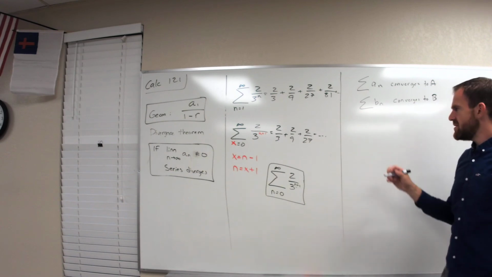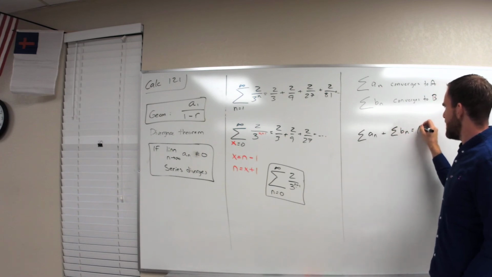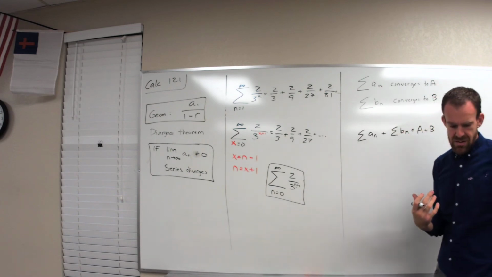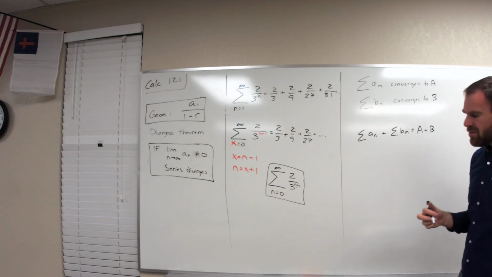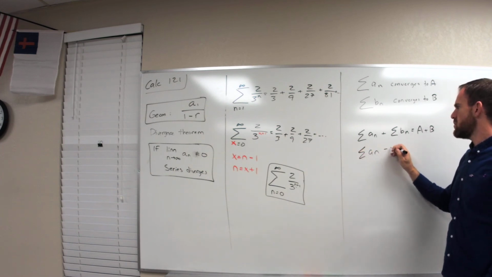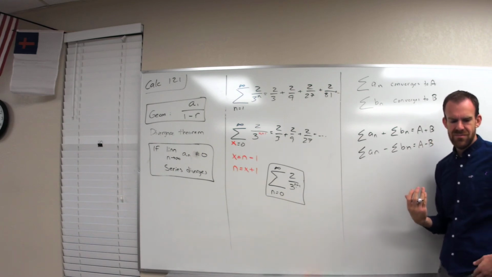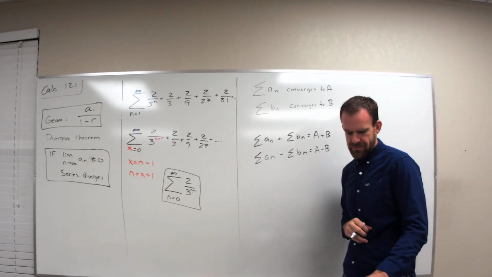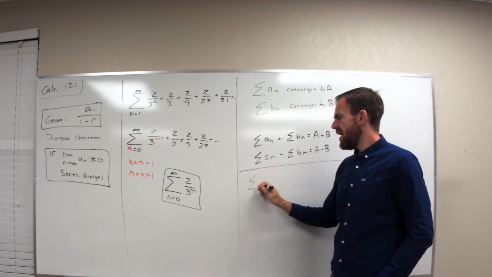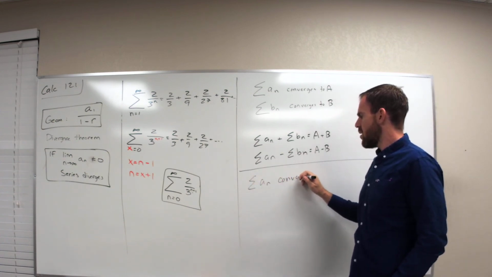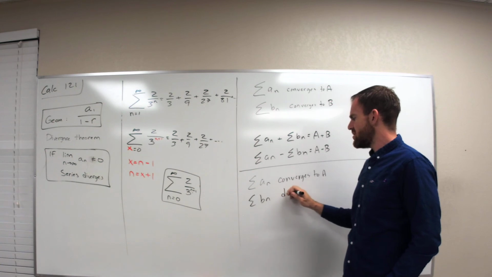So, what happens if I add these two convergent series? Well, that simply equals A plus B. Okay? Are we surprised? No. If both of these converge and I add them, no problem. What happens if I subtract them? Well, that's A minus B. Are we surprised? Not really. Now, what happens if an converges, but bn diverges?